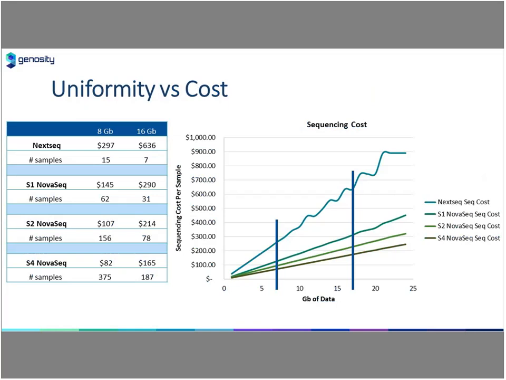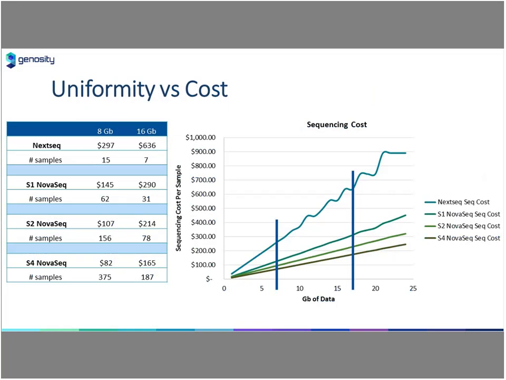And if we look at this slide here, we tried to model out what it looks like to sequence exomes on a NextSeq or on the NovaSeq platform with one of the different flow cells, S1, S2, or S4. And in the blue vertical lines in the graph on the right, we can see that at about 8 gigs versus 16 gigs, we begin to have some significant differences in overall sequencing costs. The table on the left summarizes this.